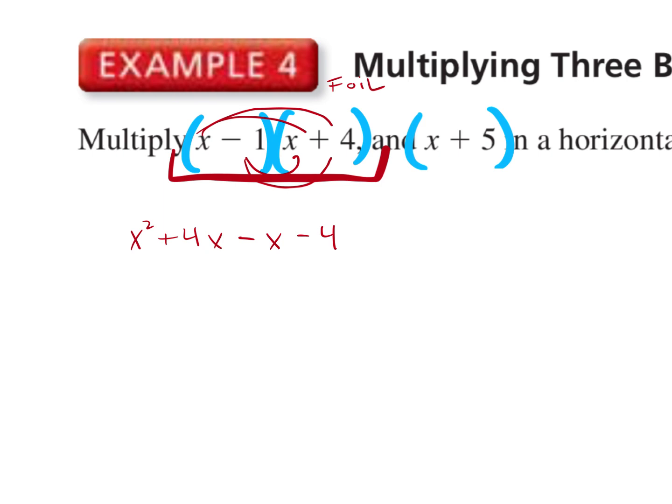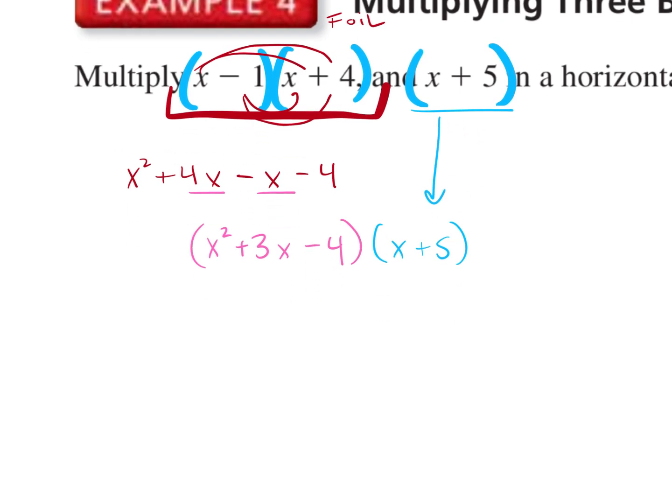We want to combine like terms before we multiply the third one just to make it easier for us. Do I have any like terms? Or two middle terms. So what's 4x minus x? 3x. Perfect. So I have x squared plus 3x minus 4. Now this gets multiplied by our last binomial there. So you multiply the first two, then we multiply the third. When we multiply the third one, we just have to make sure everything in the first group gets multiplied to everything in the second. So I'm going to start with x squared.